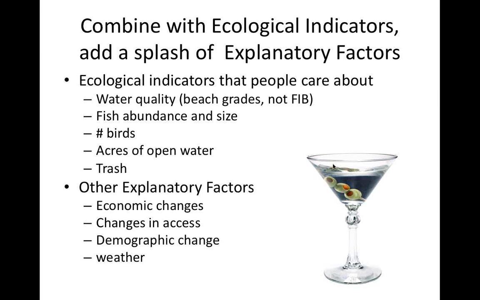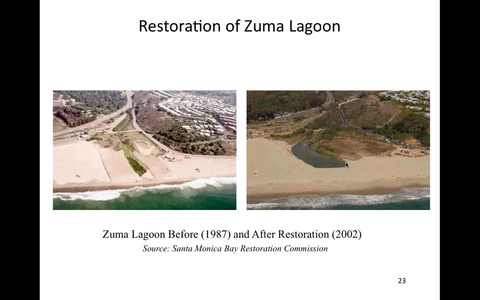So what I want to do is just talk very quickly about the example of the restoration of a coastal lagoon in California. This is the lagoon at Zuma Beach in Malibu, California. On the left, what you see here is that Zuma Lagoon was really the end of a storm drain. It wasn't a lagoon, it was a fetid, stinking pool. And it was restored. It was dug out.